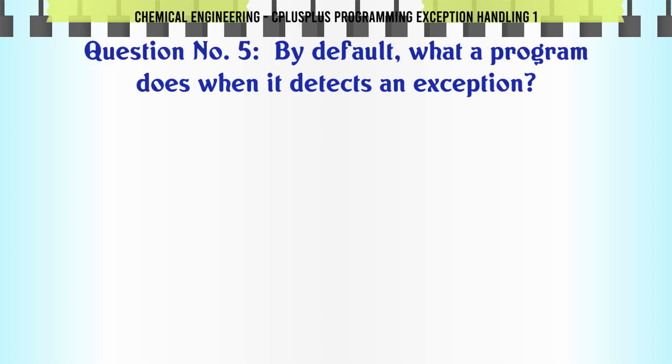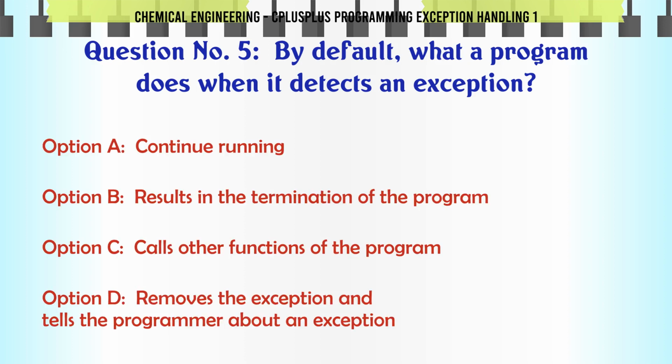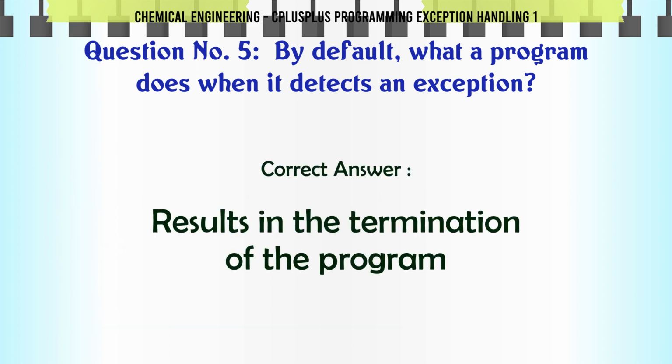By default, what does a program do when it detects an exception? A. Continue running. B. Results in the termination of the program. C. Calls other functions of the program. D. Removes the exception and tells the programmer about an exception. The correct answer is results in the termination of the program.